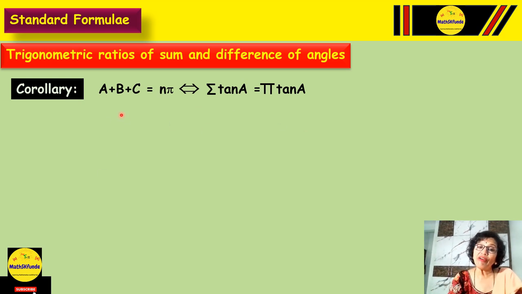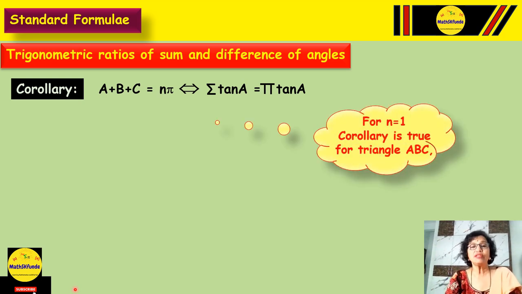Now somewhere some problem may be started with A plus B plus C equal to n pi given to you, and you write the equivalent statement as sigma tan A equal to product tan A, and maybe in your next step you get your answer also straight away. So now you know where the entire formula is to be written. Okay, this is just one corollary which I have found from tan of A plus B plus C formula.